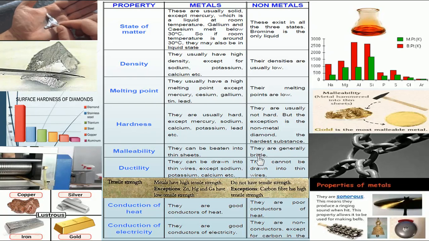But non-metals are generally brittle. When you take sulfur, phosphorus, carbon, when you break it, we can easily break. The exception is again diamond. But the other forms of carbon, like graphite or coal, charcoal, we can break easily. The next property is called ductility.